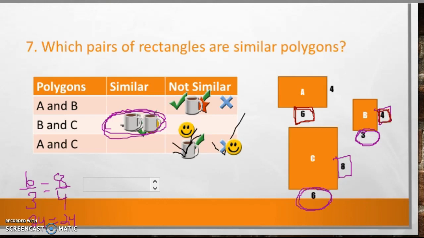So these might just be rotated a little bit. So the biggest side of A over the biggest side of B, and the smallest side of A over the smallest side of B. And when we cross multiply here, we get 16 equals 18. Those are not similar.